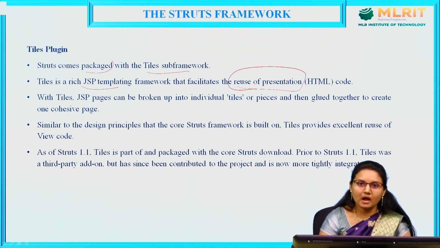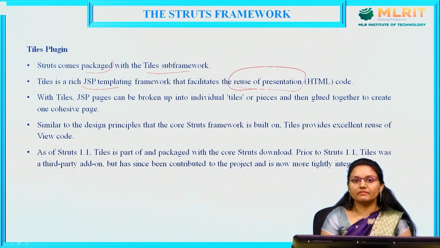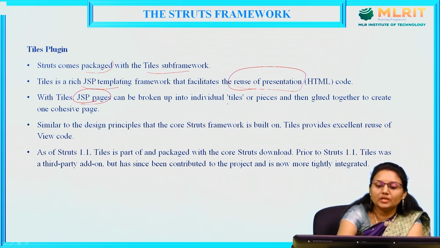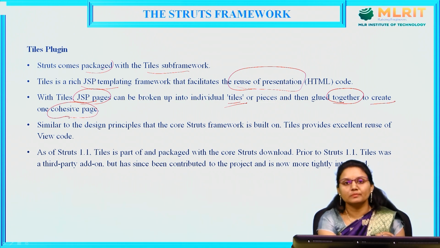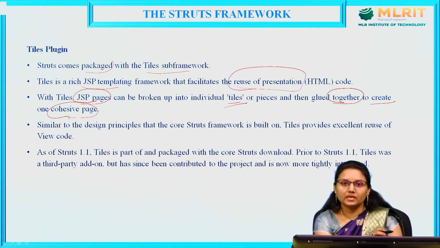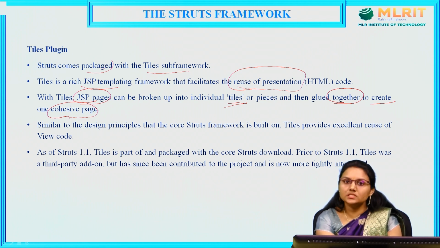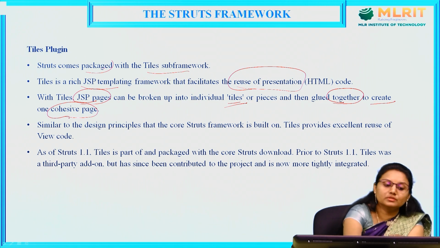Tiles means what? It's a part of code, a part of code which is affecting presentation, or a part of code which is affecting your business logic. With Tiles, JSP pages can be broken up into individual tiles or pieces of code, then glued together, merged again to create a cohesive page. One cohesive page means what? You write the presentation part as one tile and your business logic as one tile, but when you merge them, the output can be seen in one page. Output needs the business logic and also the presentation of the page, how you are going to make it visible for the users. That can be done using Tiles.